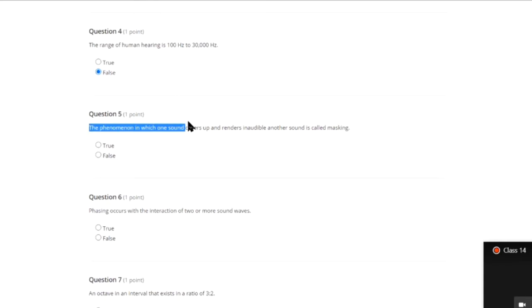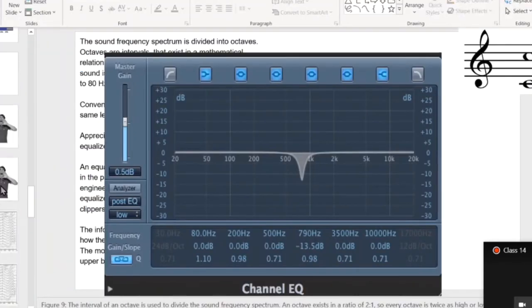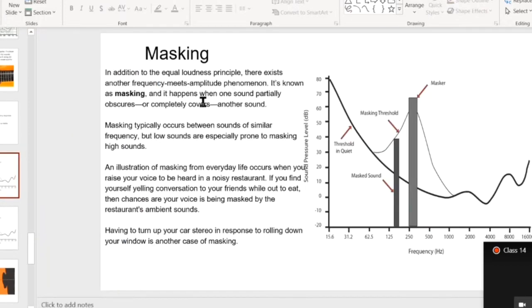The phenomenon in which one sound covers up and renders inaudible another sound is called masking. That's true. That's one of the unhappy truths about sound: if you have two sounds of similar frequency existing around the same volume, say you have a bass guitar and a bass drum, the louder of the two will often render inaudible and cover up the quieter sound.